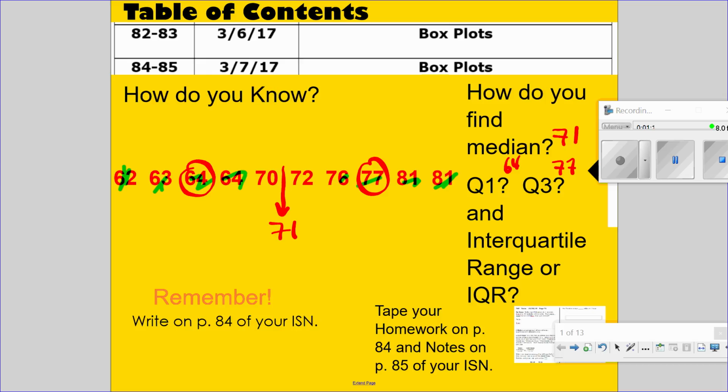So now the interquartile range is the difference from 64 to 77. How far is it from 64 to 77? It is 13. So let's check our work.